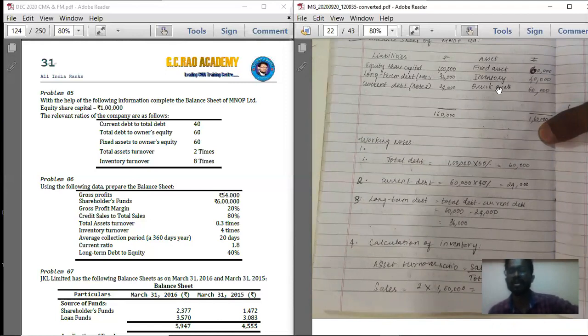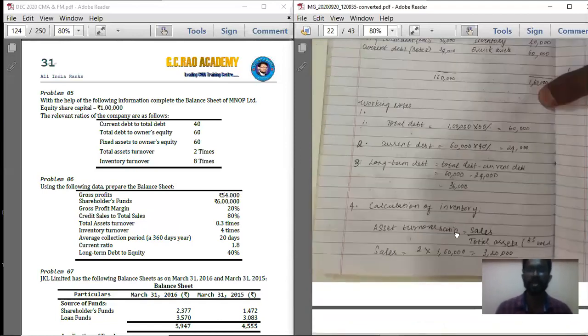We don't know the other current assets yet. Other current assets are also called quick assets because inventory has been removed. Normally all are current assets except fixed assets. But if fixed assets and inventory are shown separately, then the remaining are quick assets, because quick assets is nothing but current assets minus inventory and prepaid expenses. So we should call it quick assets, which is a balancing figure. How much is the balancing figure? 1 lakh 60 minus 1 lakh is 60,000 in the amount column.